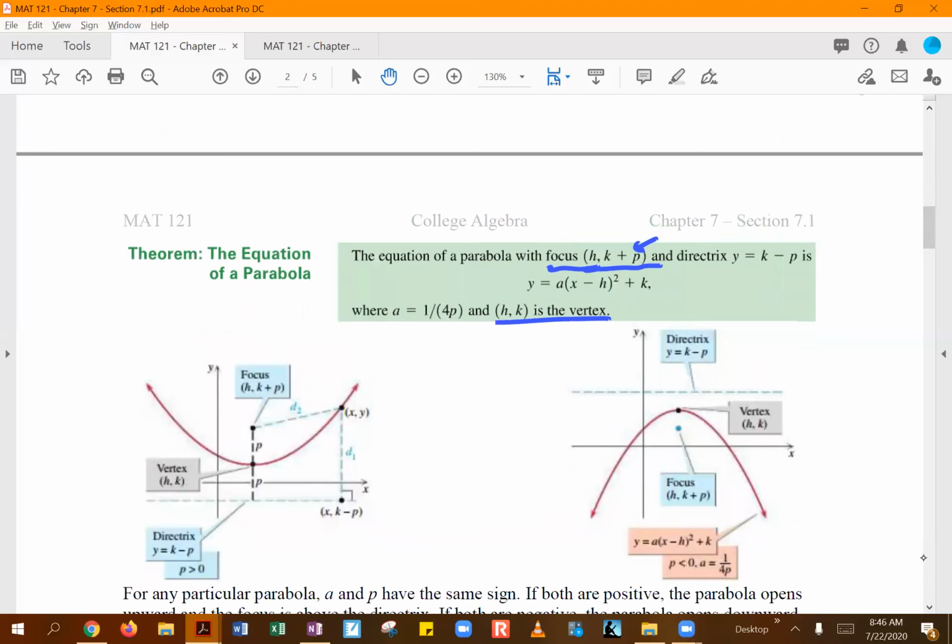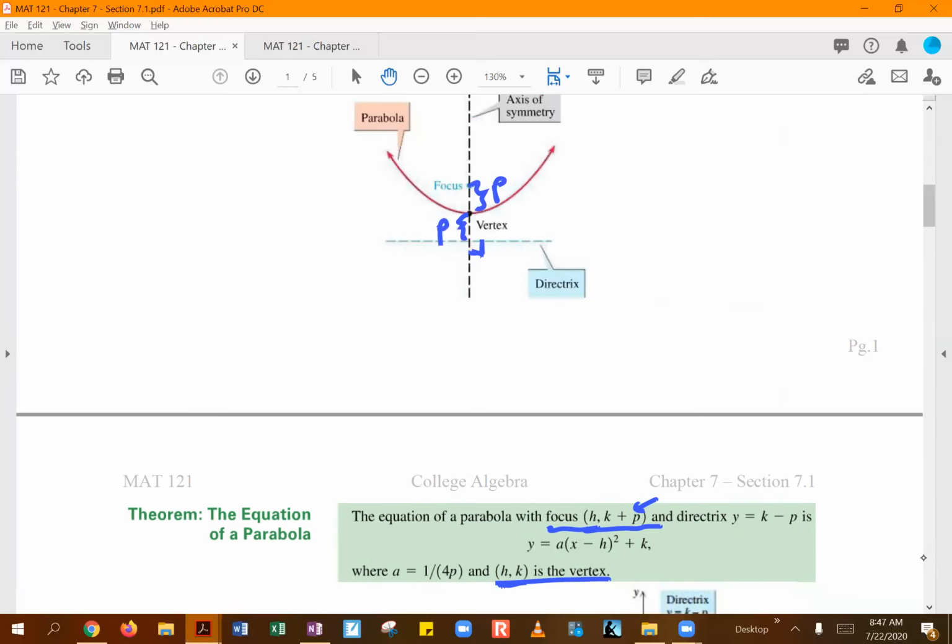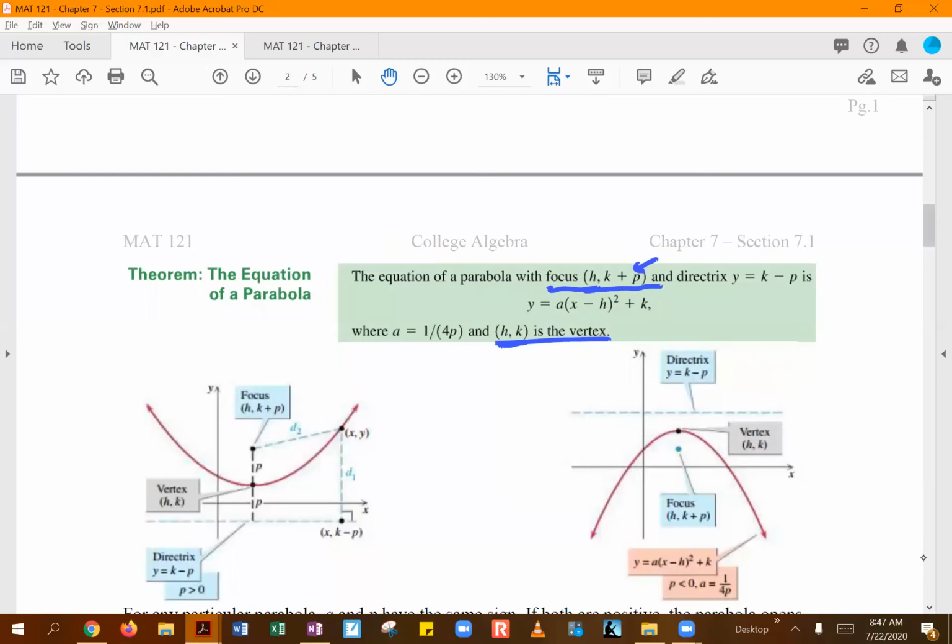So that's where this k plus p is coming from. If you know where your vertex is at, you can actually calculate where the focus is going to be if you can calculate that distance p. Now this directrix, which would be the horizontal line underneath our parabola, will have an equation. Since it's a line, it's going to have the equation y equals k minus p.